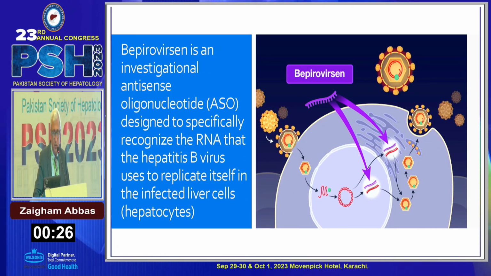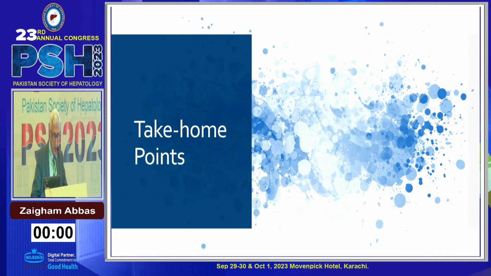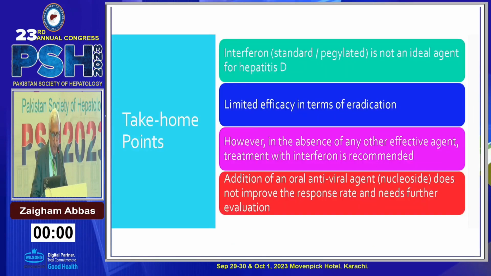We heard about antisense oligonucleotides, and this is the investigational drug bepirovirsen, which prevents the replication of hepatitis B virus and prevents the formation of surface antigen. So if we are able to decrease the surface antigen, perhaps we can also decrease the replication of the delta virus. So there are a few take-home messages.